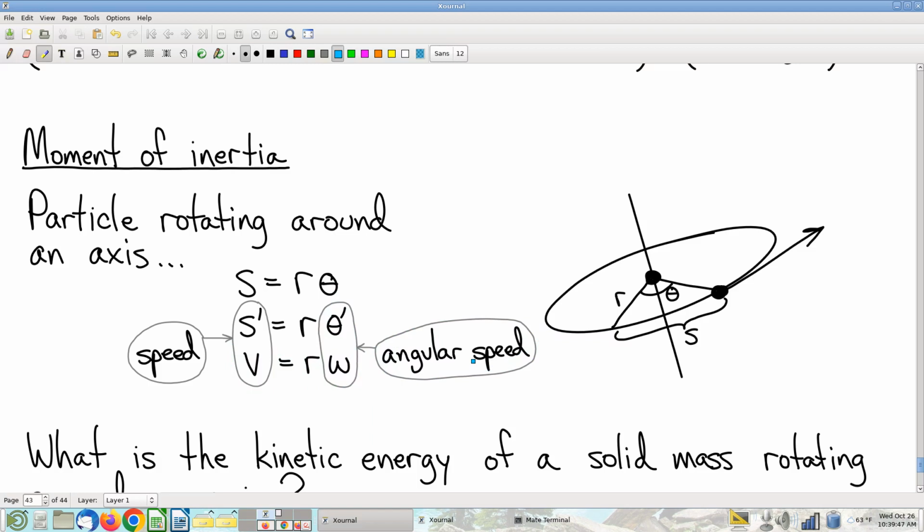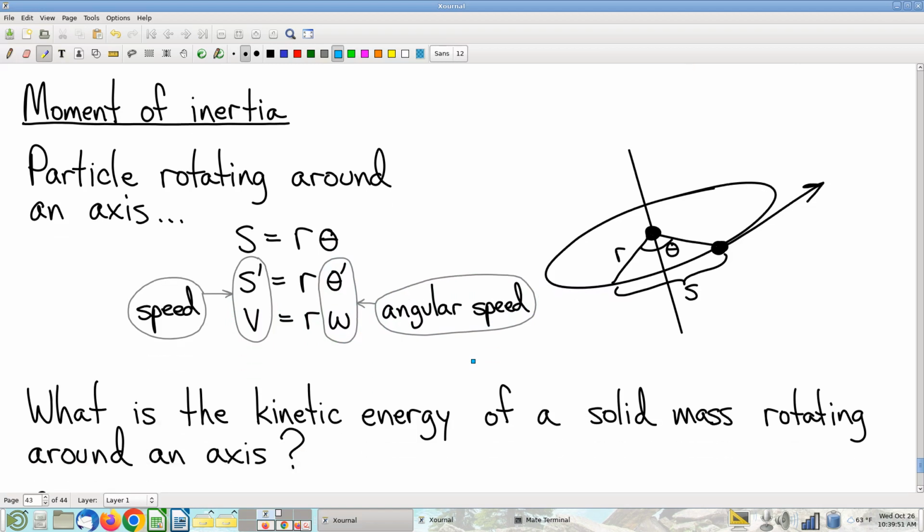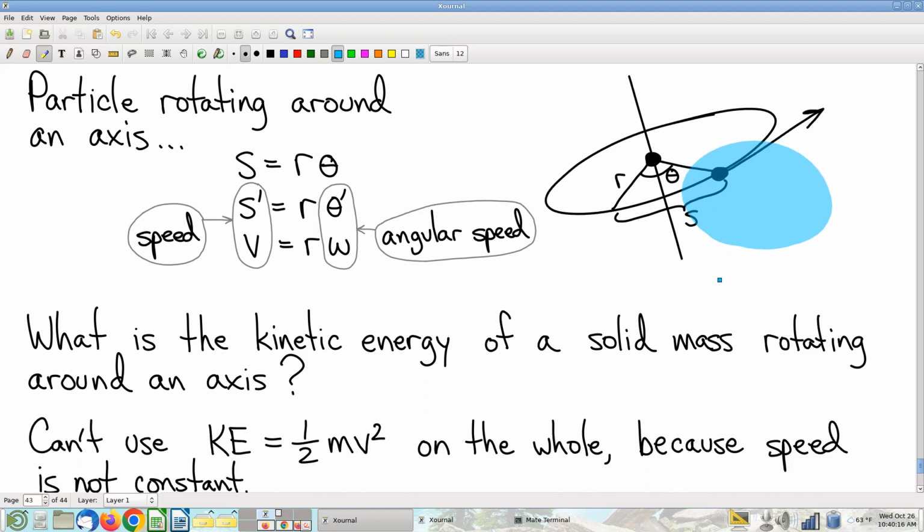Okay, so let's talk about kinetic energy. How would you write down the formula for kinetic energy if you had just a little particle of mass? It'd be no problem. A little bit of algebra. But what if you have a large blob of mass that's rotating around, and you want to know then what is the kinetic energy of this large blob? And can you just write down 1/2 mv squared?